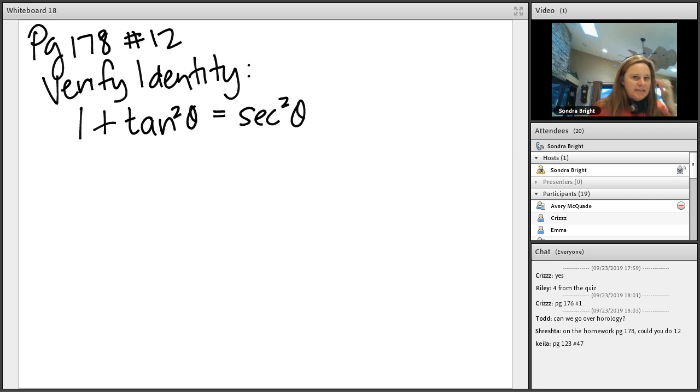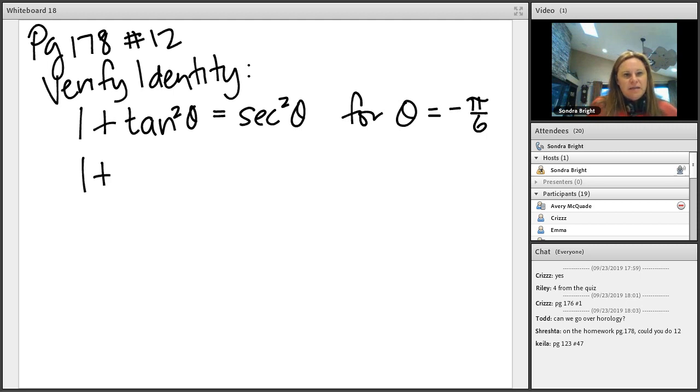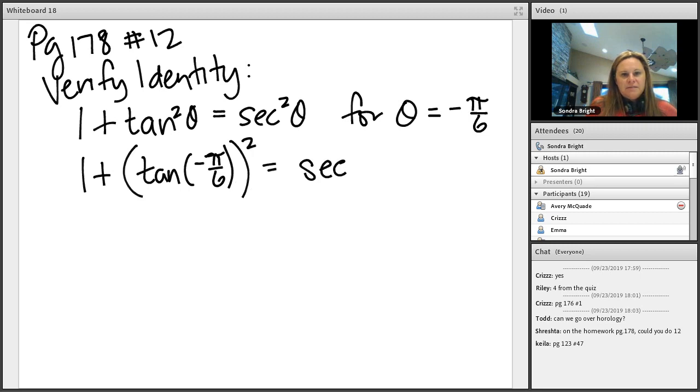So we know this is true, right? And they want you to prove it for when theta equals negative pi over 6. That's what it'll look like on the test. And so you'll plug in negative pi over 6 into the left-hand side, and then you're going to square that. And then secant of negative pi over 6, and then you'll square that. And this is what you're proving. You want to verify that it's true.